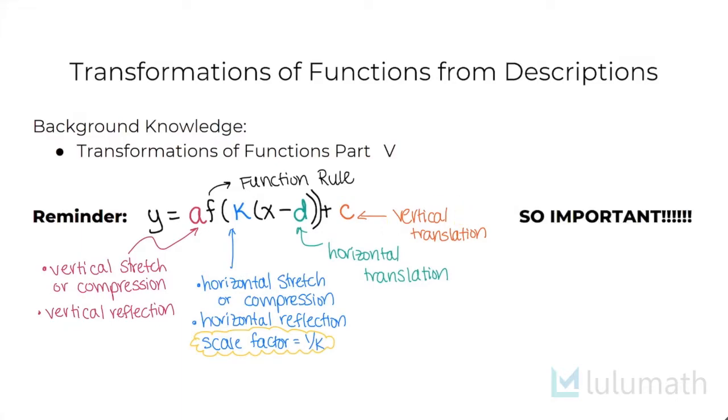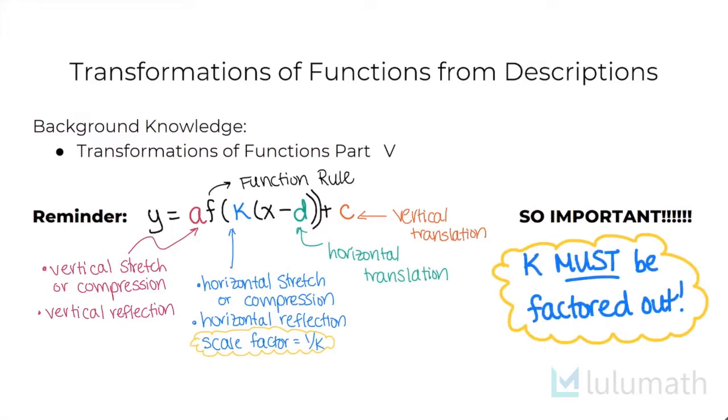And a super important thing that we can never forget, I can't stress this enough, is that k has to be factored out. So this k right here is multiplied by the quantity x minus d. This d will only be an accurate d if the k value is factored out. But sometimes that k is distributed through, so we have to factor that out. So be careful about that.